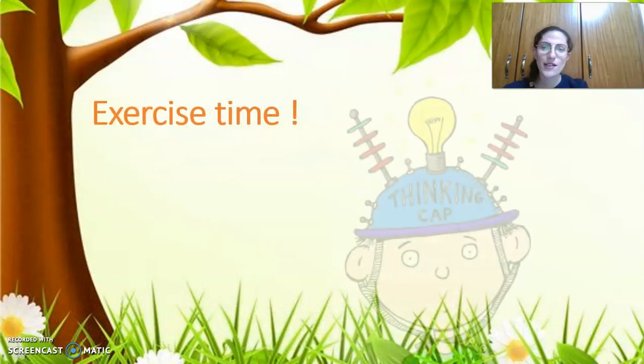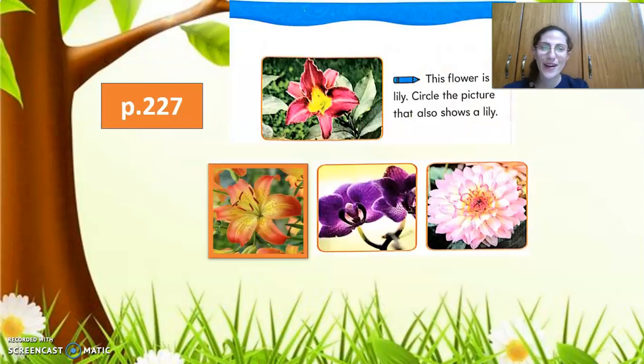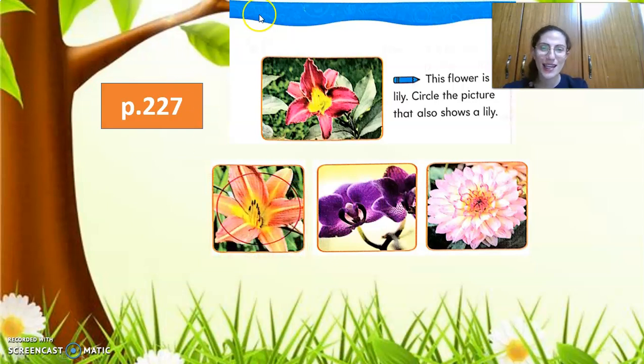Exercise time. Are you guys ready? Let's wear our thinking cap on. On page 227, this flower is a lily. Circle the picture that also shows a lily. So if this is a lily, which one of these three is also a lily? To know, we have to observe the pictures carefully to check which one has the same shape as this flower. Okay, so it might be a different size, but the same shape. Excellent, it is the first one. Why? Because it has the same shape as the lily.